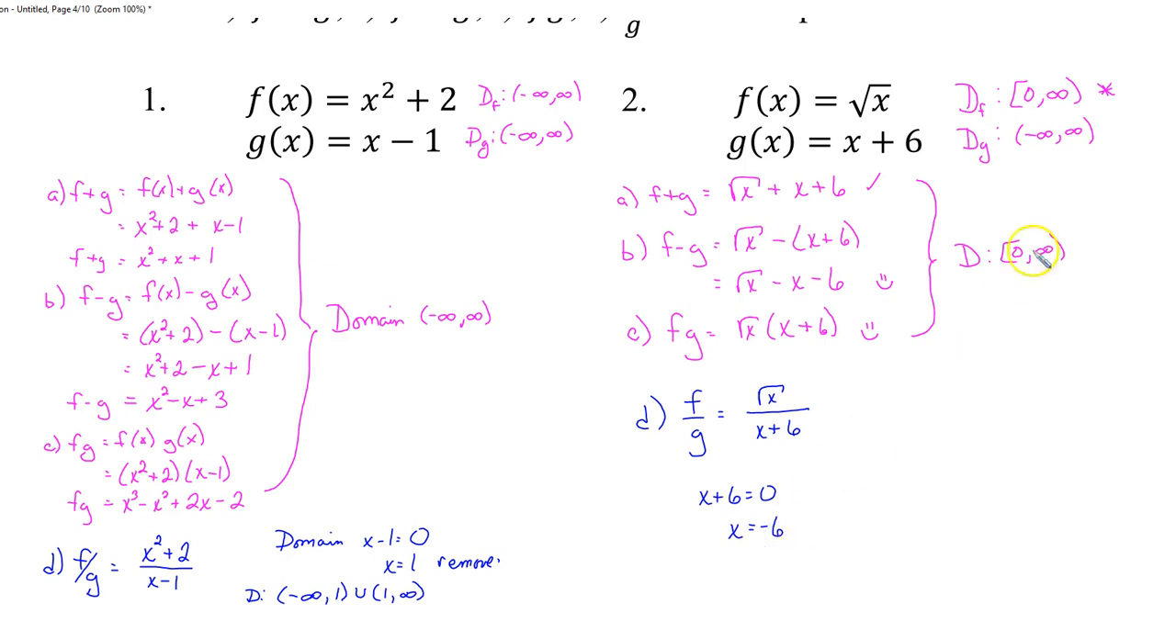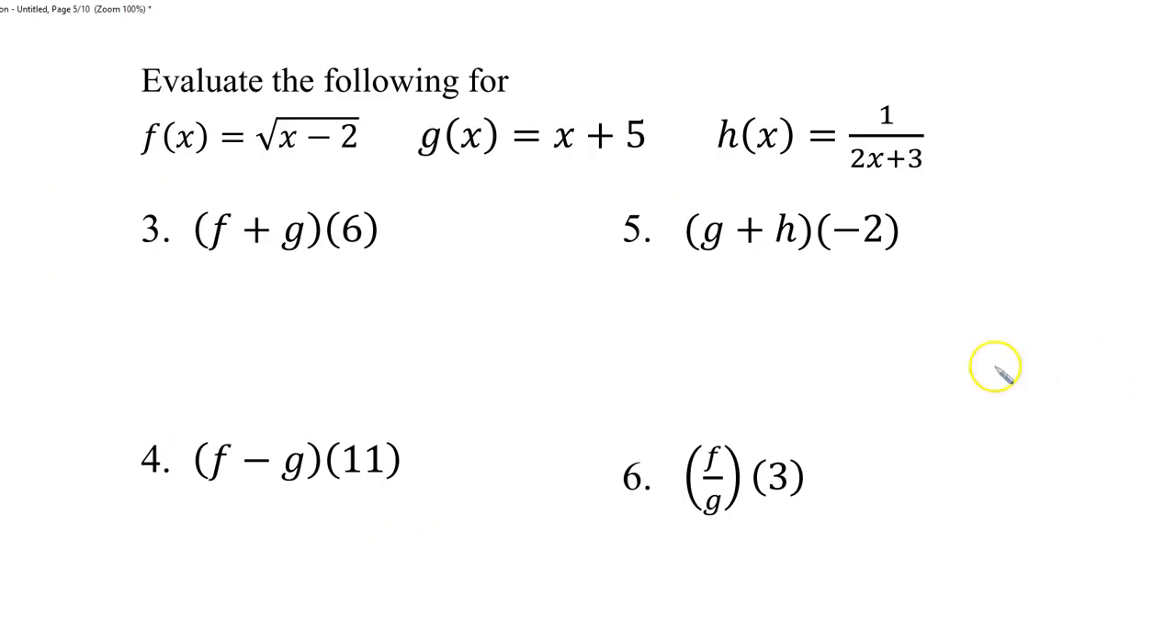Is negative 6 in this restricted domain? The answer is no, because negative 6 is outside of this. This is only for positive numbers. So this domain is actually the same because we've already restricted that pretty well. So the domain for all 4 of these new functions is the same thing. It's that 0 to positive infinity. I don't have to worry about this negative 6. Okay.